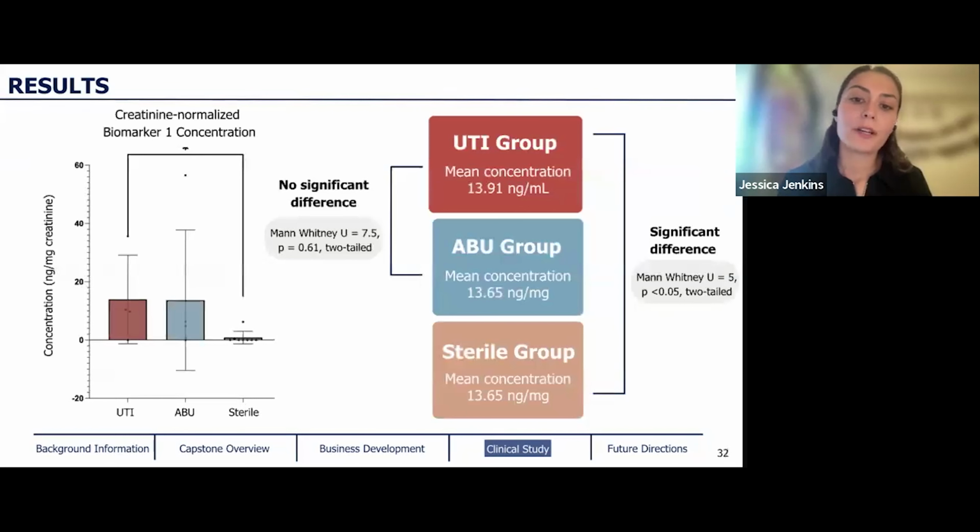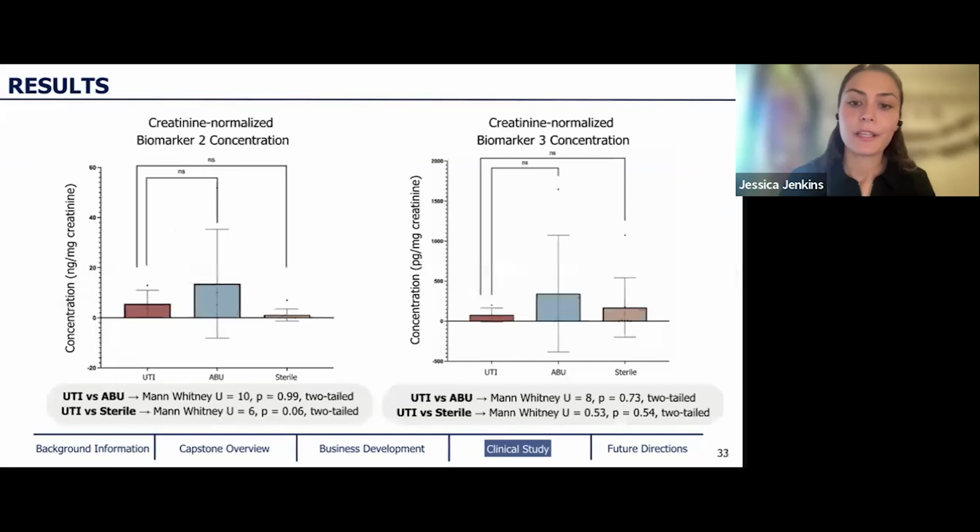It was found that biomarker 1 levels were significantly higher in the UTI cohort compared to the sterile urine group. However, the concentration difference was not significant between the UTI cohort and the ABU cohort. For biomarker 2 and 3, significant differences in concentration could not be detected between the UTI and ABU cohorts, nor the UTI and sterile cohorts.